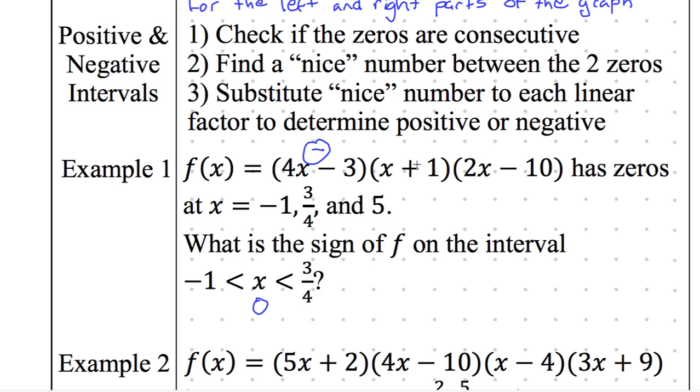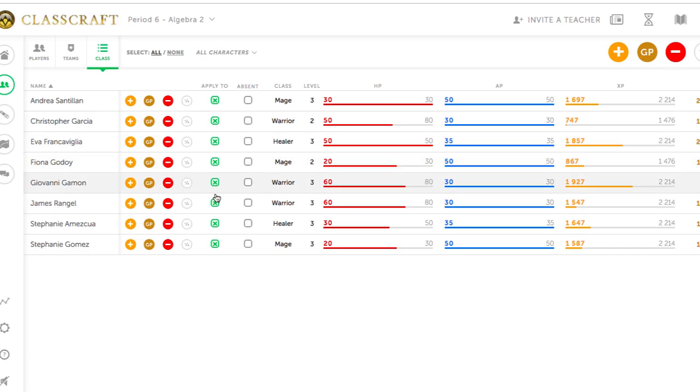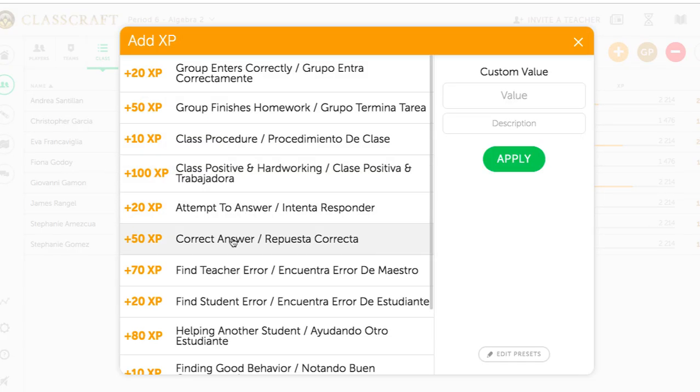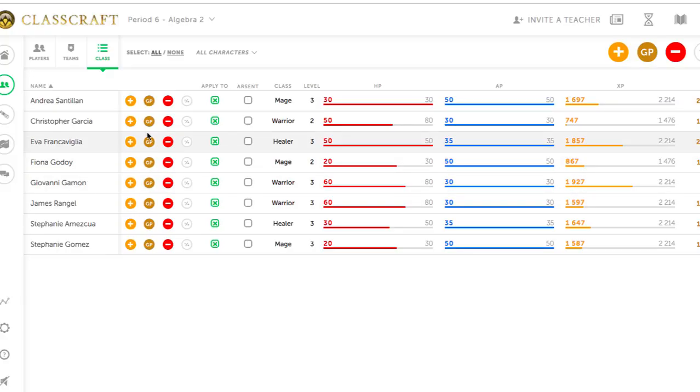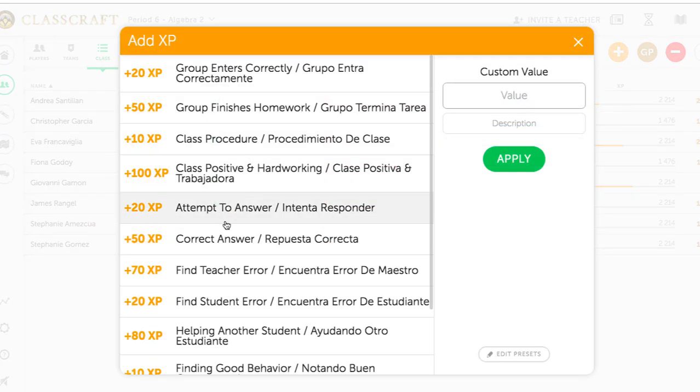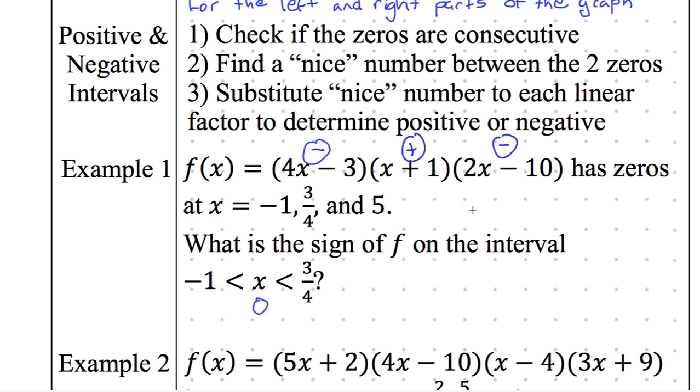All right, next. When I do the second linear factor, James. It is indeed positive. Turn in your card, James. My next linear factor, Geo. It is indeed negative because 0 minus 10 is a negative. Geo, turn in your card. Thank you. And then all together, when I multiply these together, I get what?